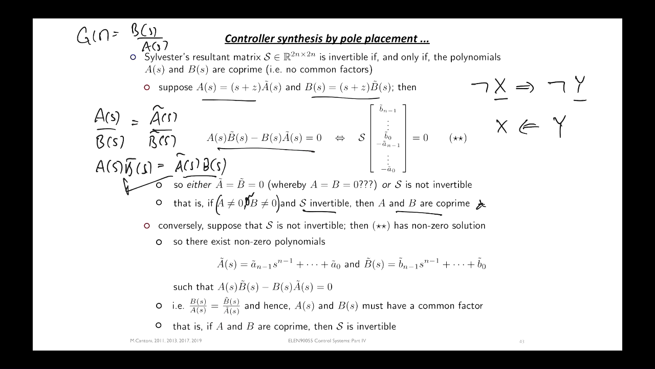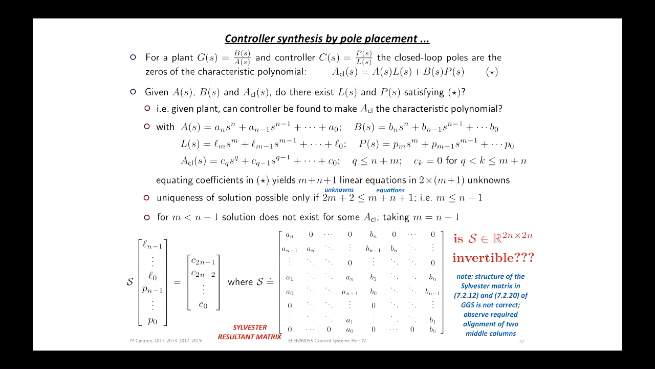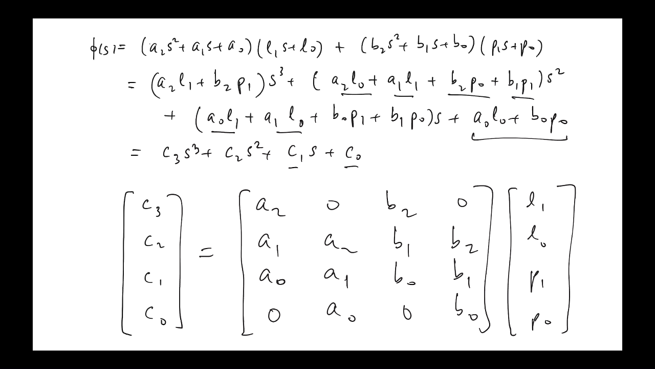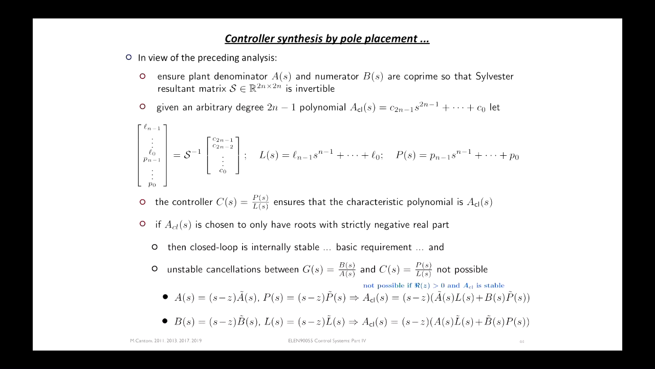So if A and B are co-prime, then S must be invertible, by following similar conclusions derived from propositional calculus. So the bottom line is, if A and B are co-prime, then S will be invertible. And if S is invertible, we can always solve for these unknowns, because these unknowns will be S inverse times this vector. So this is telling us you can always place the poles wherever you like. That's the conclusion.